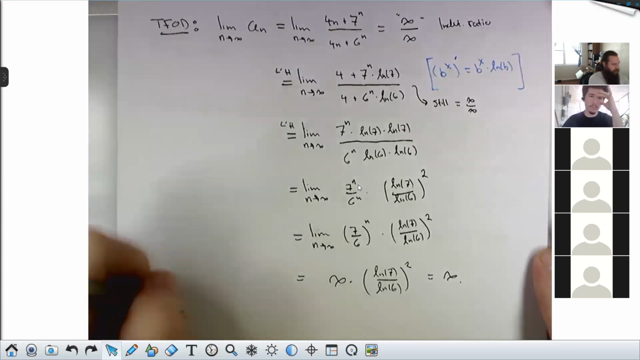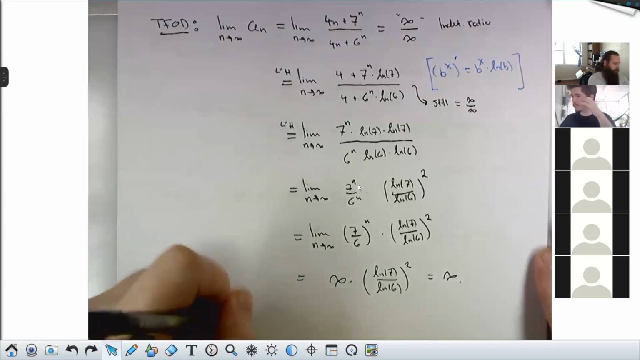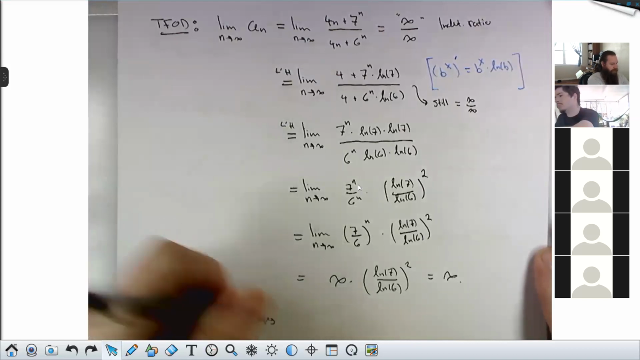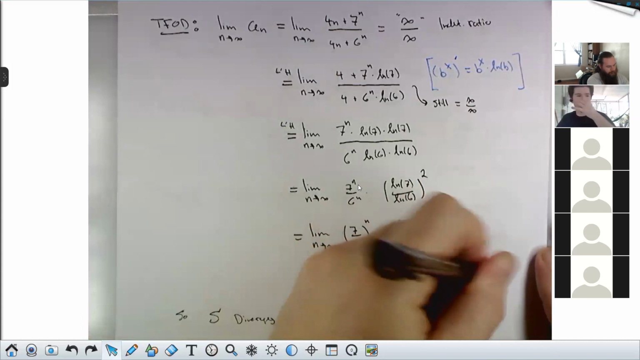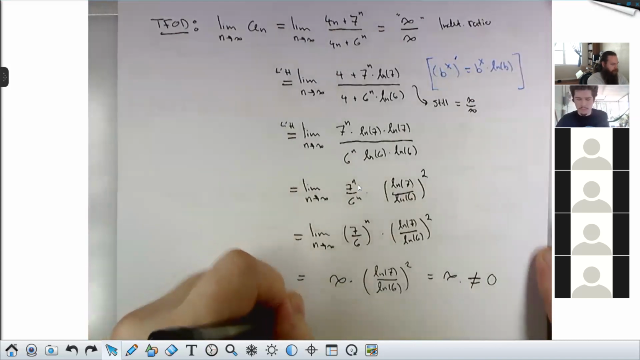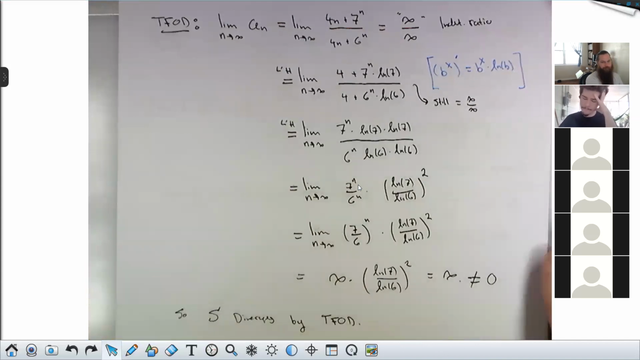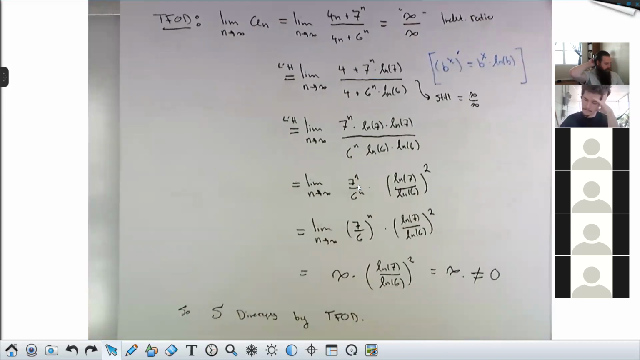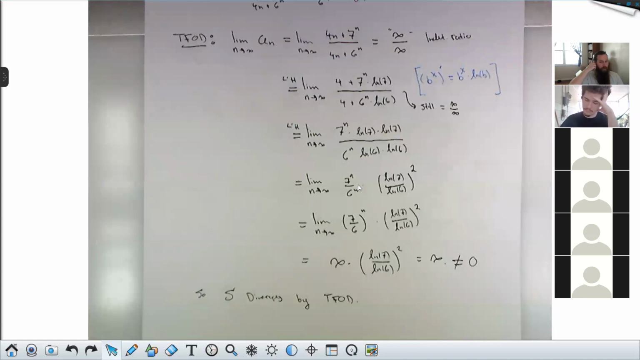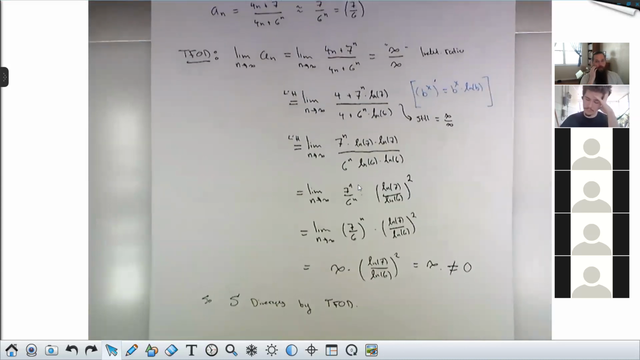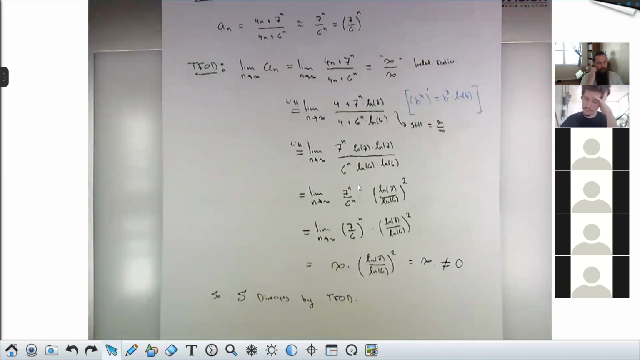So S diverges, right? Infinity is not equal to 0. So S diverges by TFOD. This is the nice solution here. You can do it using the limit comparison test also. That will work just fine.